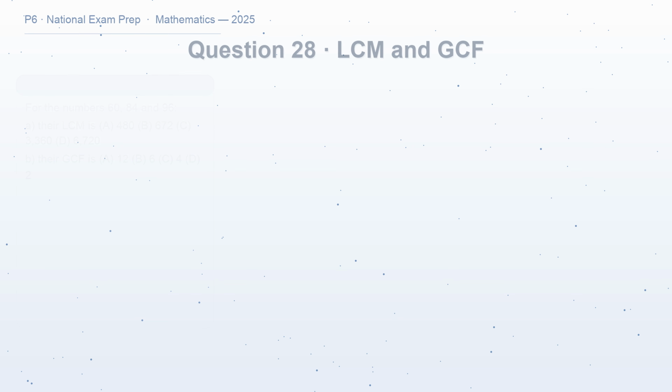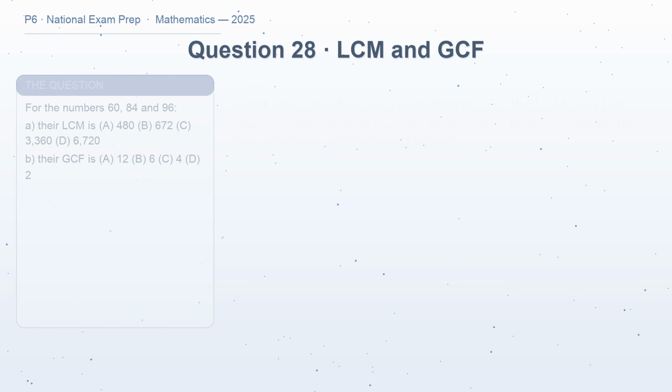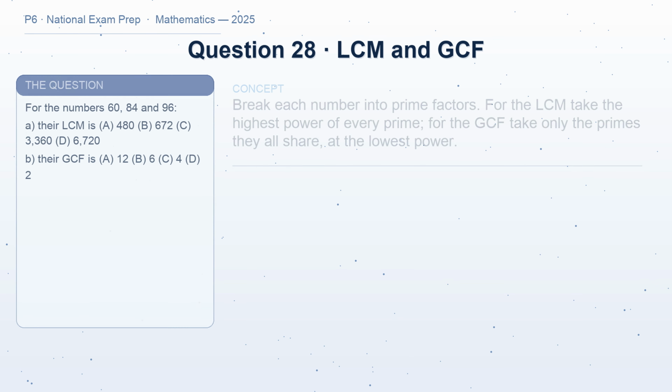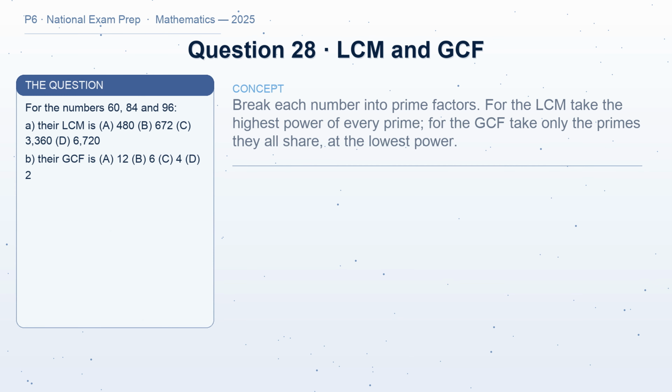Question 28. For the numbers 60, 84, and 96, find their LCM and their GCF. The trick is to break each number into its prime factors, the little building blocks that multiply to make it.